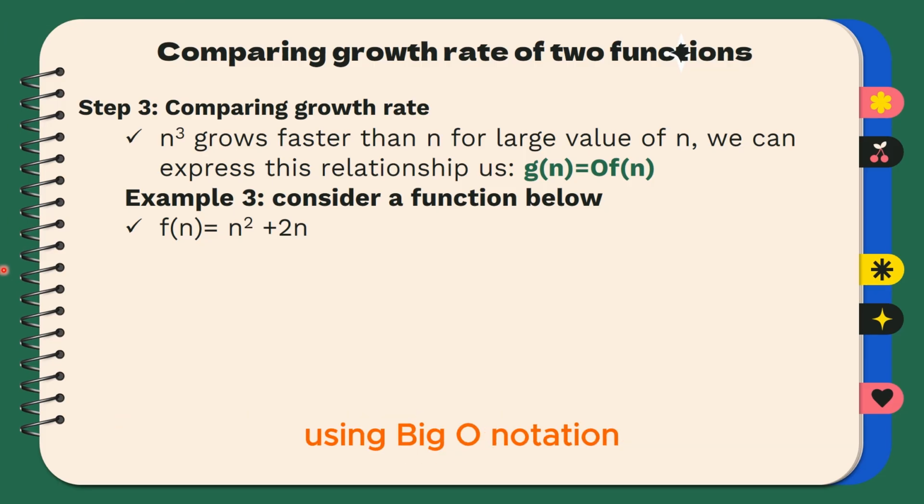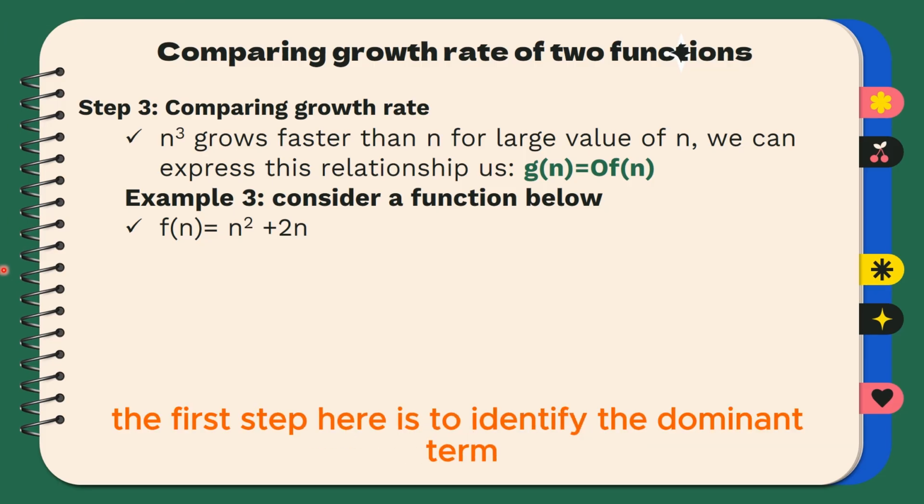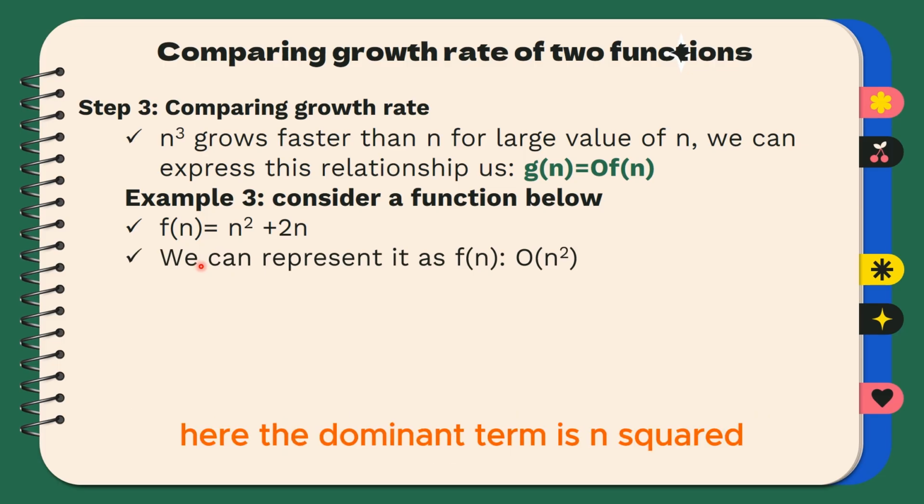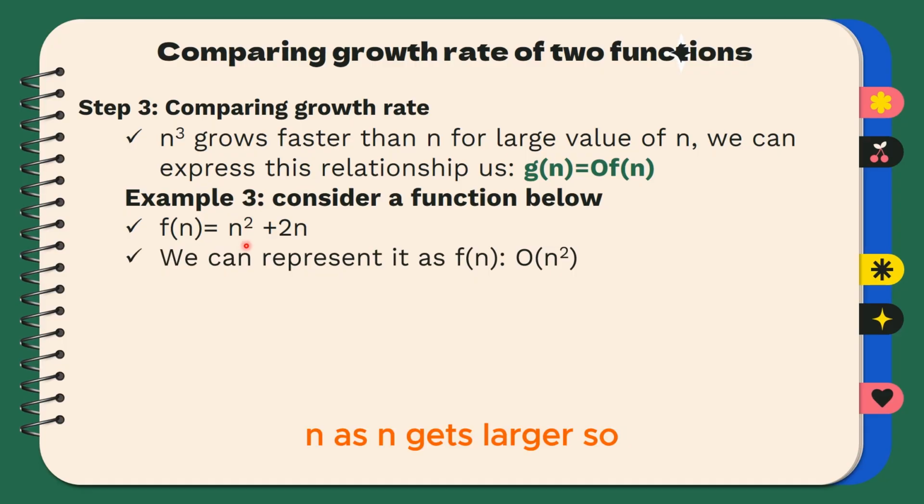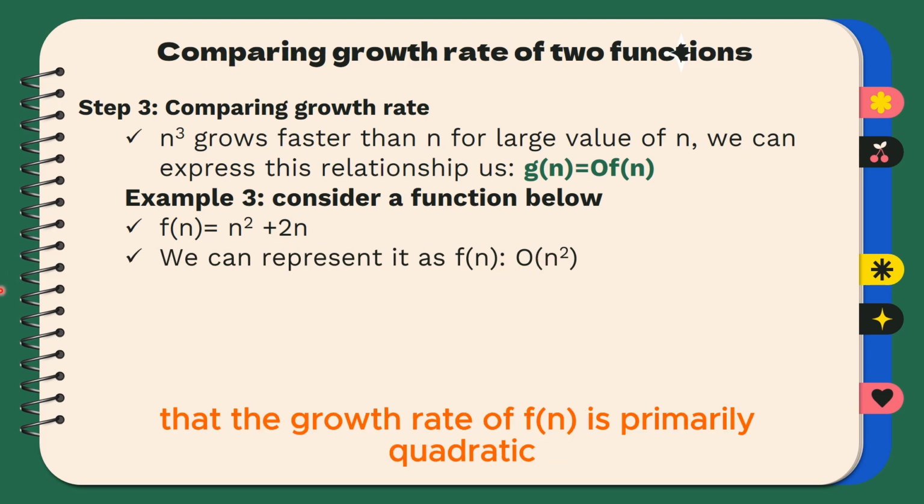The first step here is to identify the dominant term in the function f of n. Here, the dominant term is n squared because n squared grows faster than n as n gets larger. So, we can say that f of n equals big O of n squared. This indicates that the growth rate of f of n is primarily quadratic.